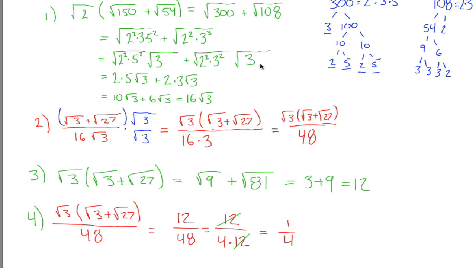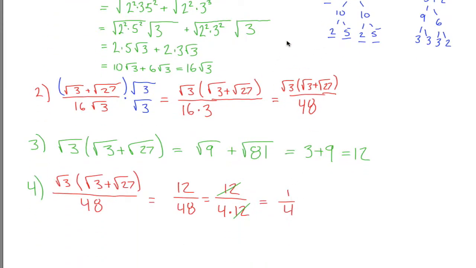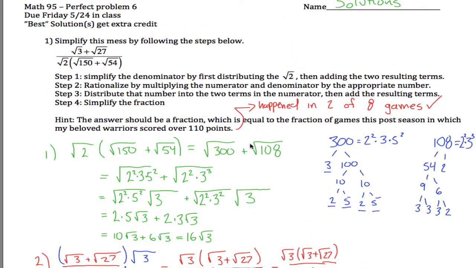Now, I think there's some sort of sports reference telling you the answer should be a fraction. It is equal to the fraction of games this postseason in which my beloved Warriors scored over 110 points. This happened twice. It happened in 2 of the 8 games. And 2 divided by 8, sure enough, is 1/4. Looks like everything worked out all right. So that is the end of this perfect problem.